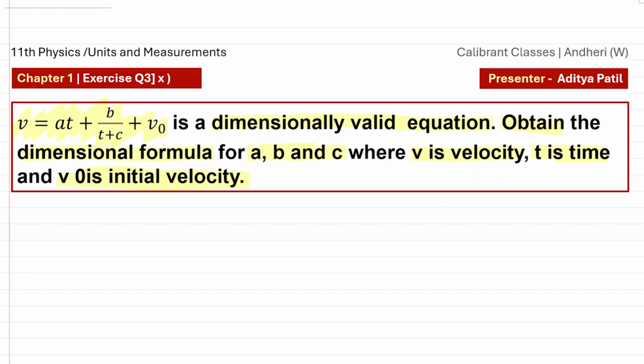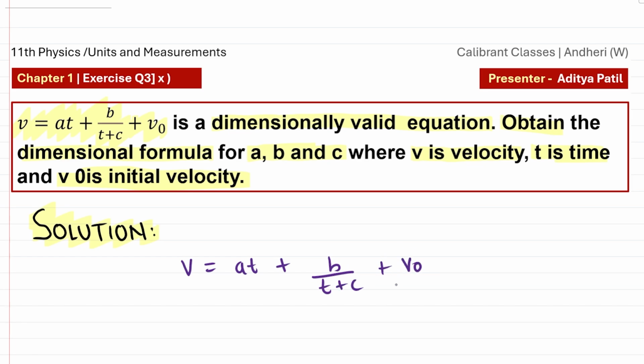So let's get started with the solution of this particular question. So हम हमारा solution का section बना लेते हैं. So solution में हमें basically all we have to do is use certain conditions for dimensionally valid equation and then we can comfortably calculate the dimensions of the terms. ठीक है, तो the first thing जो हमें करना है is I'm going to write the equation in the solution. So we have the expression V is equal to AT plus B upon T plus C plus V naught.